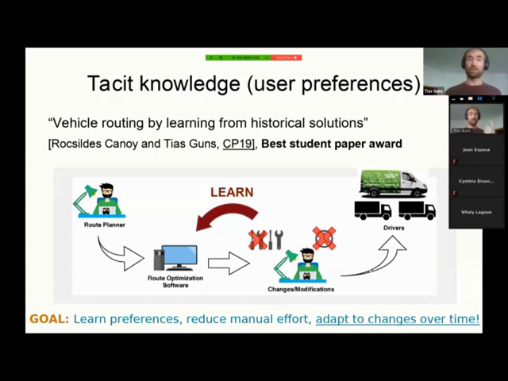Now, when we visited this company, they have a route optimization software. So they have a route planner who fills in all of the data, and then they press optimize. But then they absolutely dislike the solution that comes out, and they start making lots of manual changes based on, for example, knowledge. And this is in urban environments like Brussels and Antwerp.